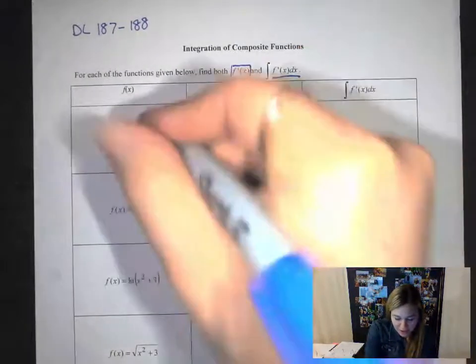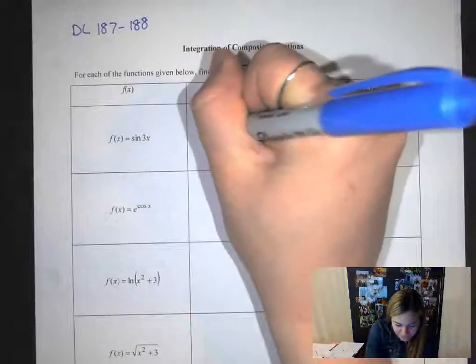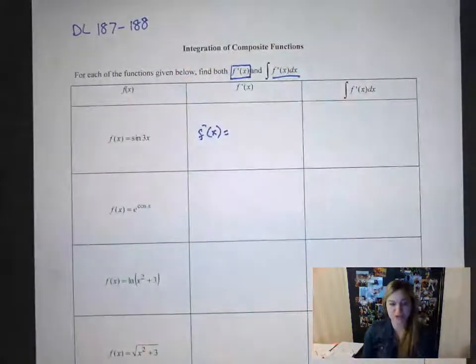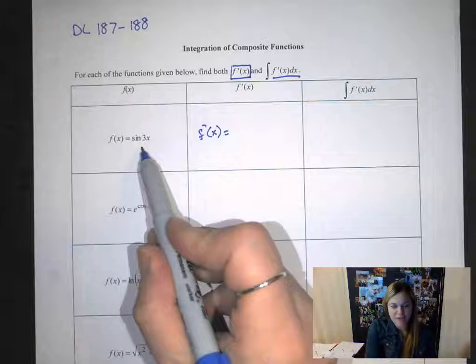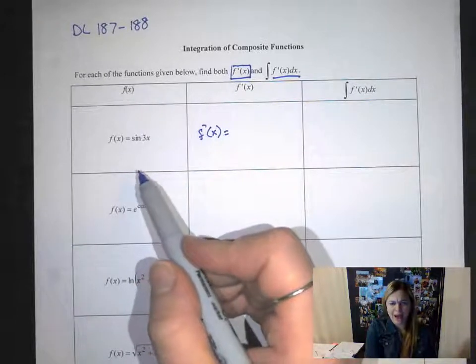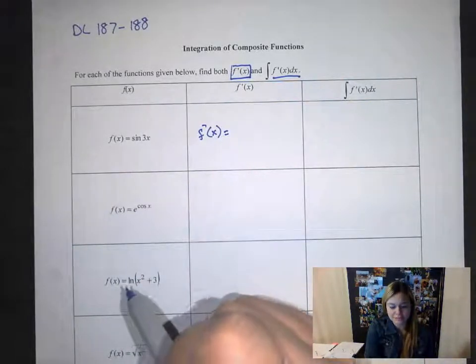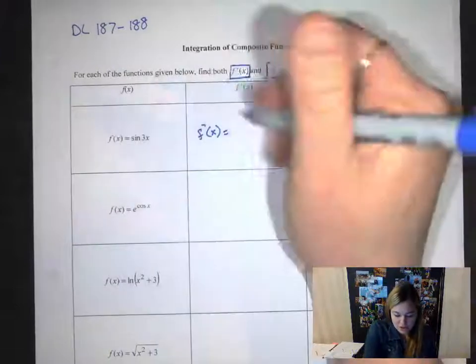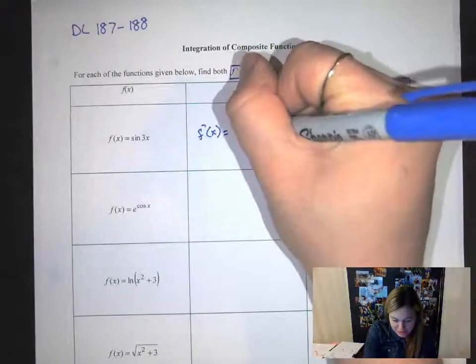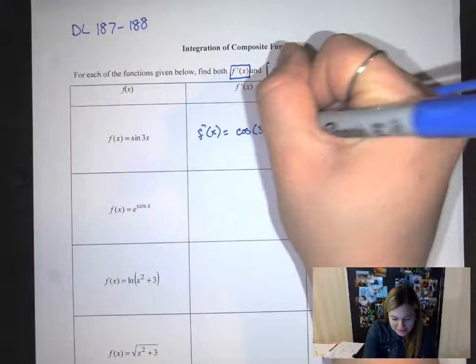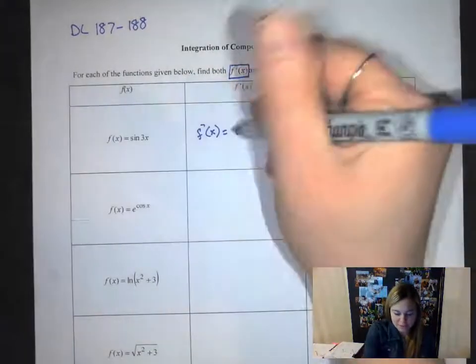So in f prime of x, actually, this is really good practice. Find the derivative of f of x. Don't forget, chain rule applies. Did you get it? The derivative of sine is cosine. Leave the inside alone, times 3.